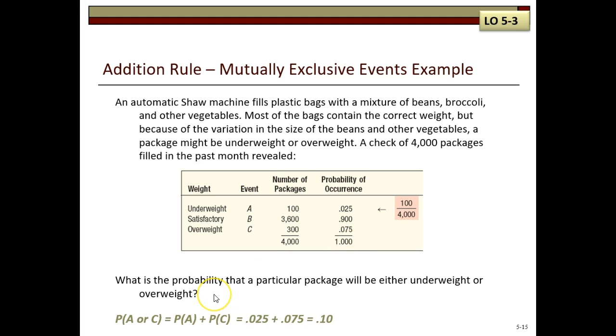So we're trying to find the probability that a particular package will be either underweight or overweight. So it's the probability of A or C. We're going to find the probability of A, add it to the probability of C, and get our total value, 0.10, or there's a 10% probability that a particular package will either be overweight or underweight.